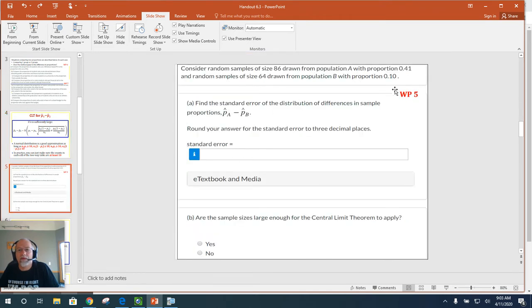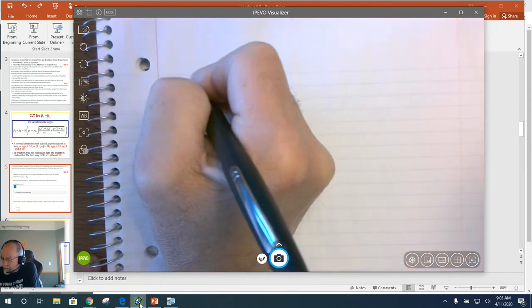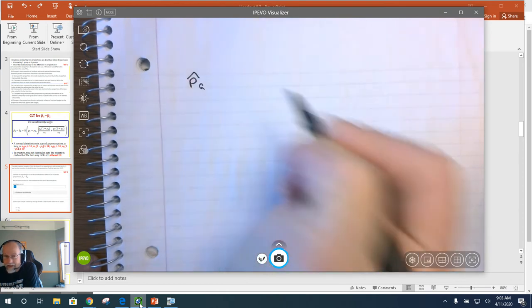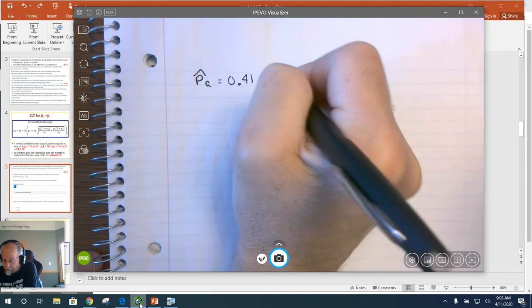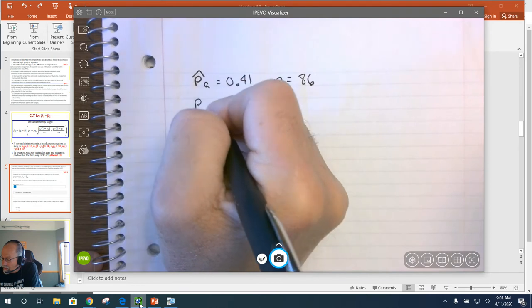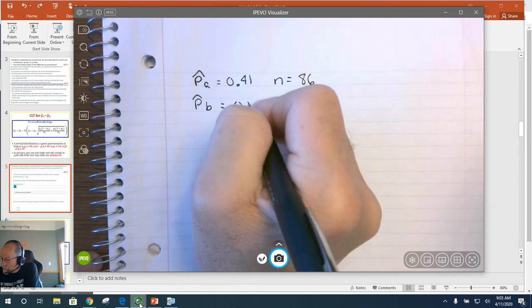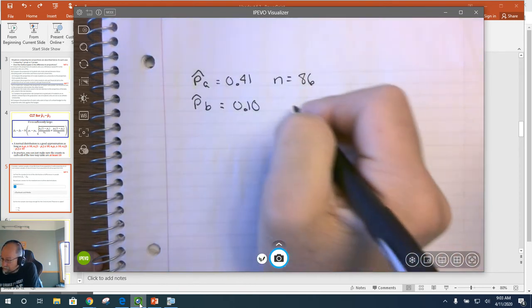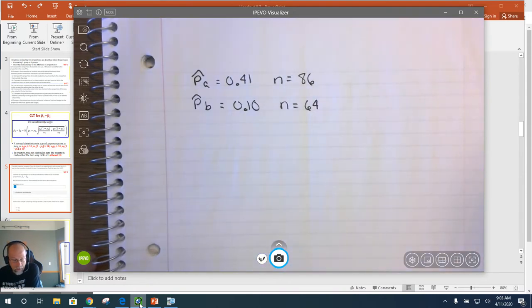There we go. We have a sample size of 86 with a population proportion on A at 0.41. And we have an N value, which is equal to 86. For population B, and remember these are p hat values, we have 10%, 0.10, and we had an N value of 64.